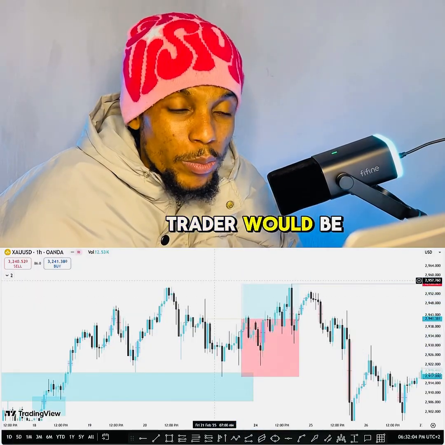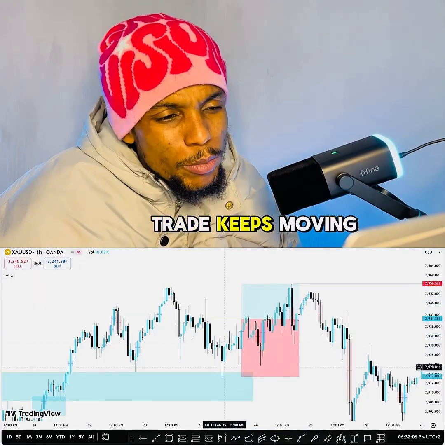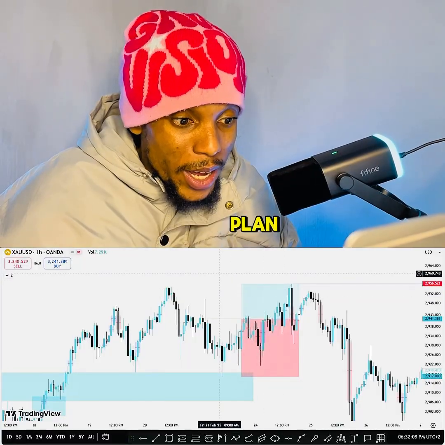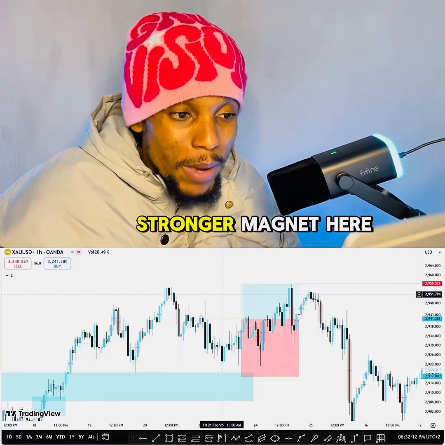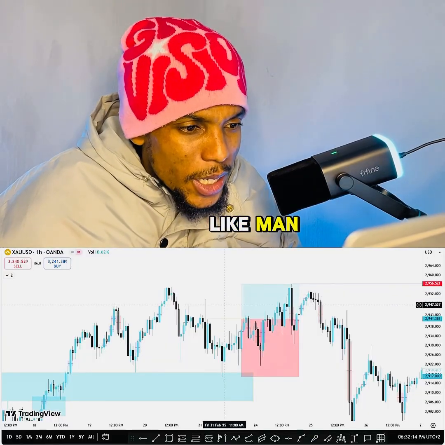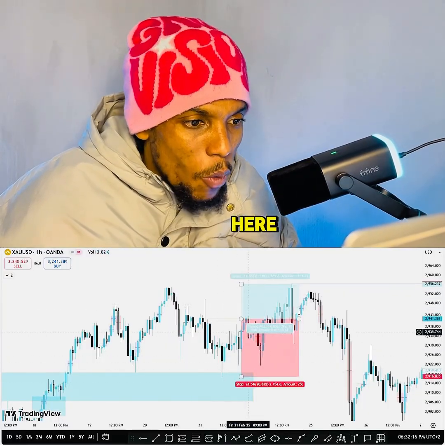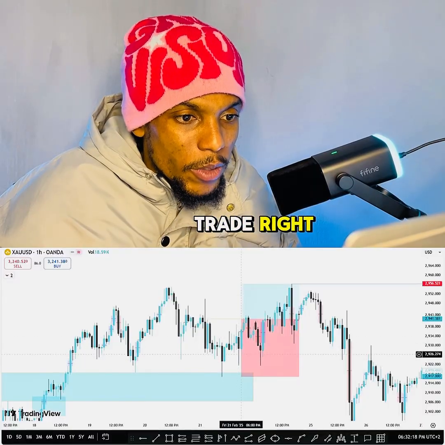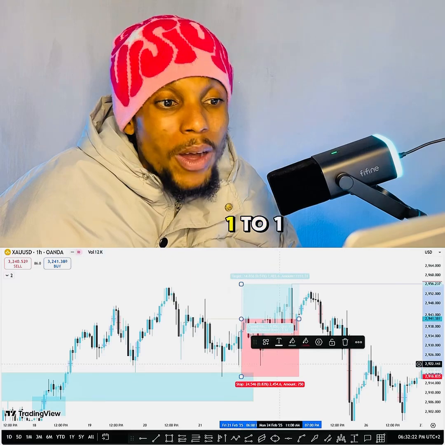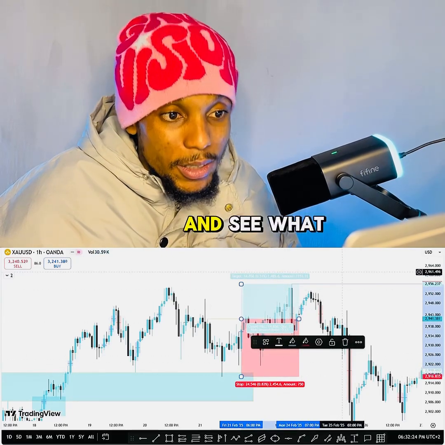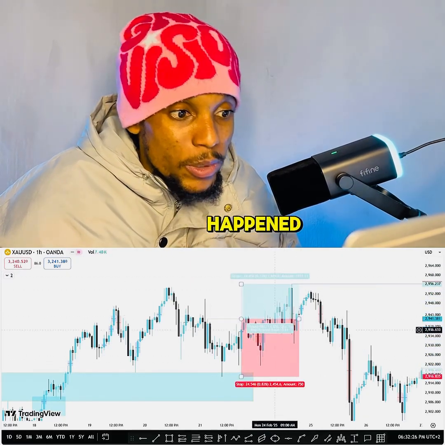But an impatient trader would be like, what if this trade keeps moving up? You know from your trading plan that you have a weekly time frame fair value gap below, which is a stronger magnet here. But you'll be like, man, all the price action just happened here. Why wouldn't I just enter this trade, right? See what happened. It's not even up to a one-to-one risk to reward trade. And see what just happened in the end.